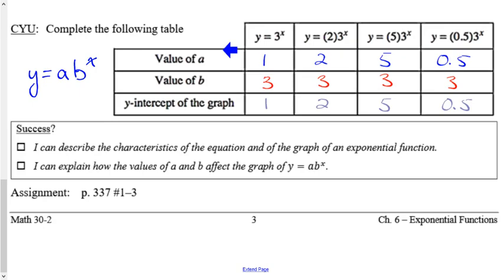Well, hopefully you got a table filled in the same as mine. Here there's nothing multiplied in front of the 3, so the a value is a 1. Here I have a 2 multiplied in front, so my a value is a 2. The 5 gives me an a value of 5, and the 0.5 gives me an a value of 0.5. For all of these, the base was 3, so that was the b value for all of the functions. And then the y-intercept, that is always the same as the a value. So whatever I had up here is going to be the y-intercept down there.